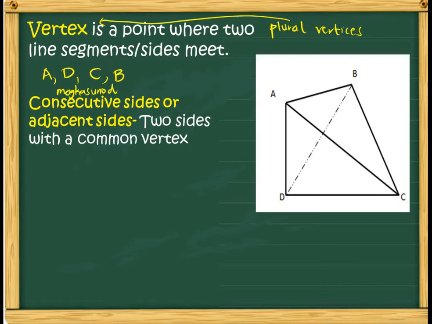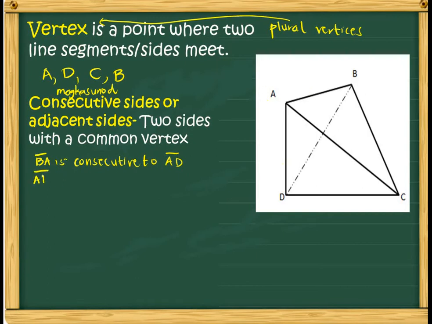So consecutive sides or adjacent sides, these are two sides with common vertex. So from here, segment BA is consecutive to segment AD, dahil ang common vertex nila ay si A. Segment BA is consecutive to AD. Their common vertex is A.